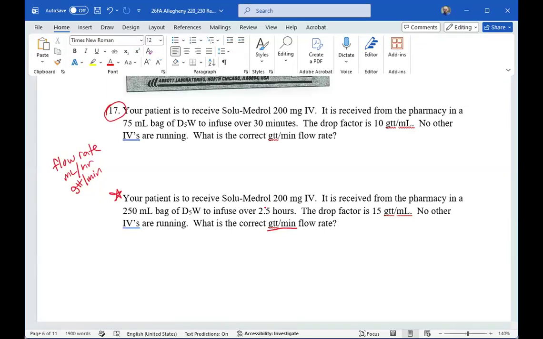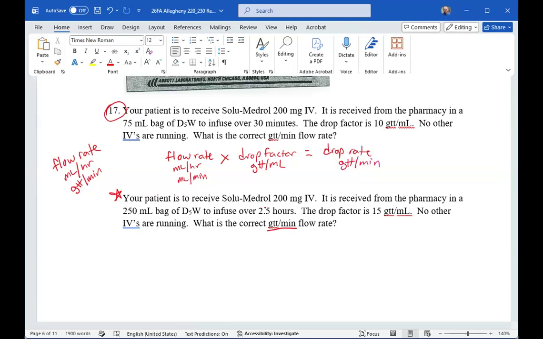So when we calculate the drops per minute, I need two pieces of information. I need the flow rate, which is typically in ml per hour, but it could be in ml per minute. I need the drop factor, which will always be given to you, and it'll be drops per milliliter. When you combine those two, and if it's in milliliters per hour, you have to do a conversion, we want to convert it to make our drop rate, which is drops per minute.